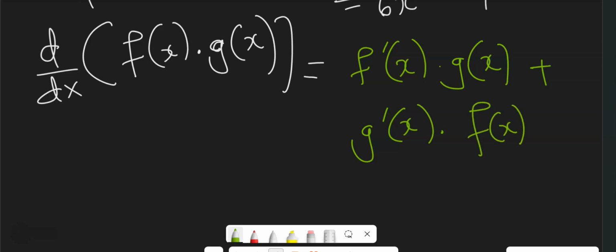So notice this: the derivative of the first function multiplied by the original second function, then plus the derivative of the second function multiplied by the original first function. That is simple. So I'll give an example.